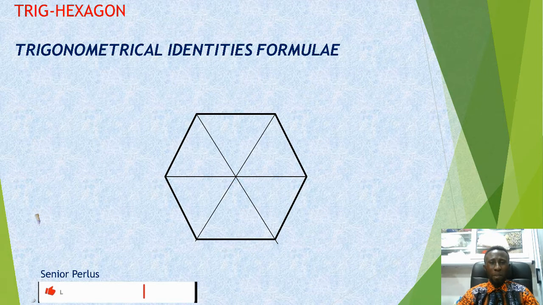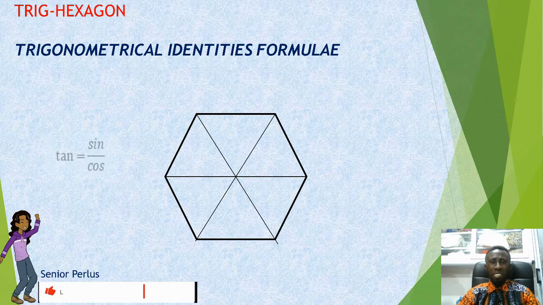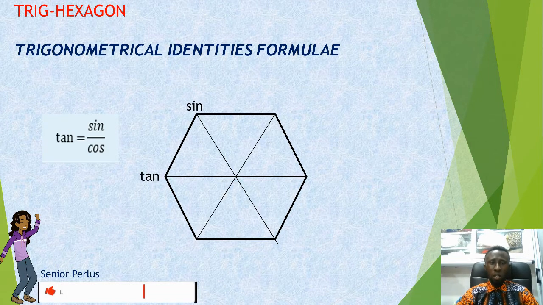All you need to remember is that tan is sine out of cos. Using tan on the first vertex, sine on the second vertex, cos on the third vertex, cot on the next vertex in clockwise direction. Remember, all functions starting with c are on the right side, then cosec before sec.